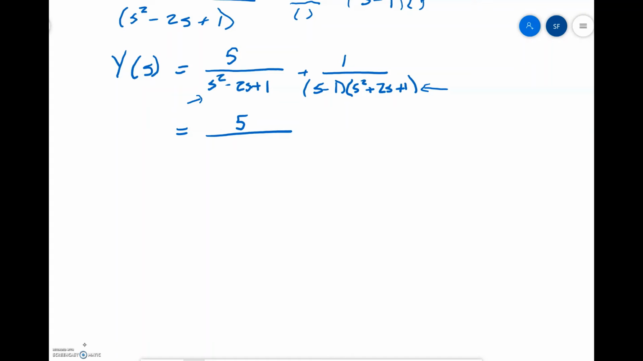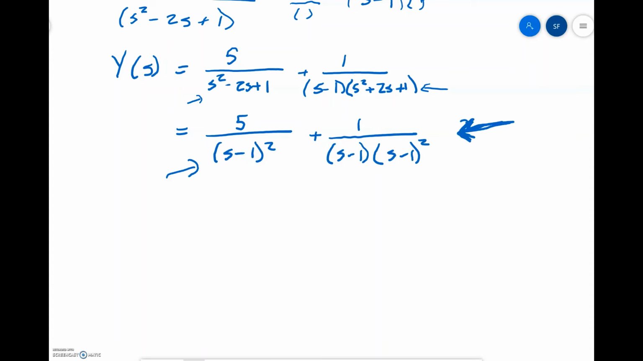When you factor, you get s minus 1 squared. And then over here I have 1 over s minus 1 and s minus 1 squared. So now we have s minus 1 squared and s minus 1 cubed.